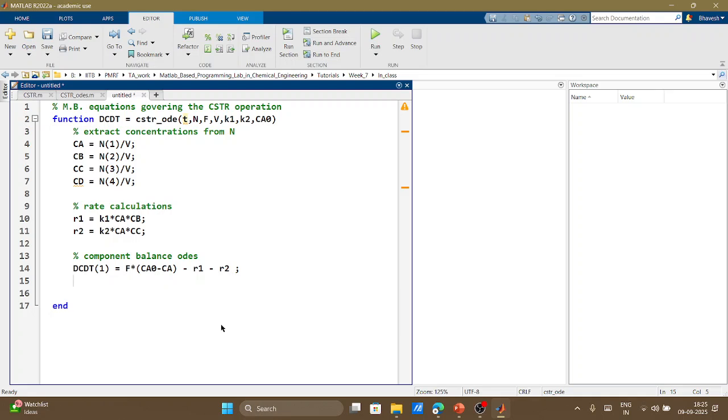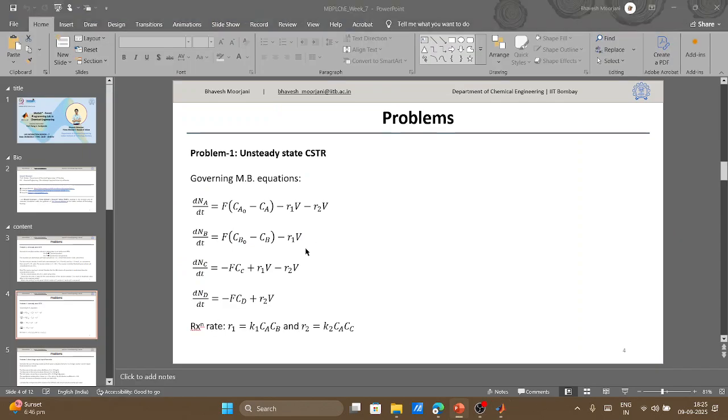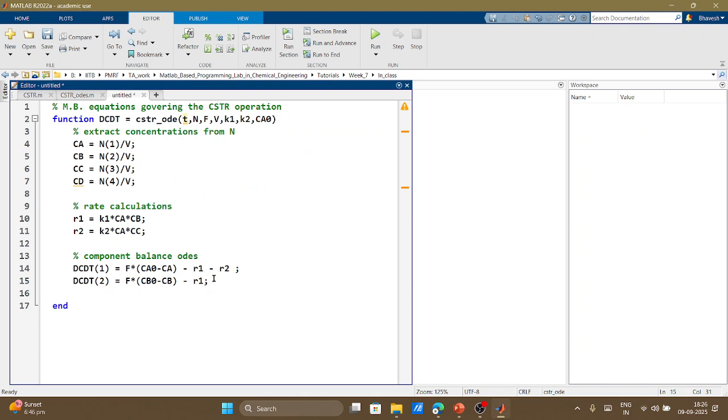Then the second ODE will be the second part of dc dt: F into Cb naught minus Cb, minus R1V, since B is taking part only in reaction 1. Again, volume is also there. I also need the Cb naught information, so Cb naught is also given.